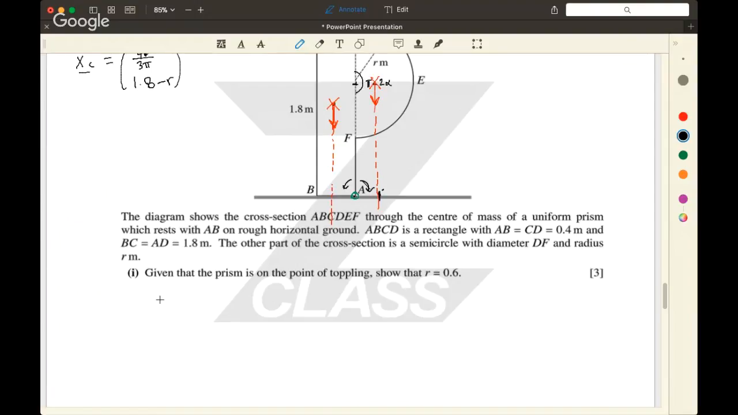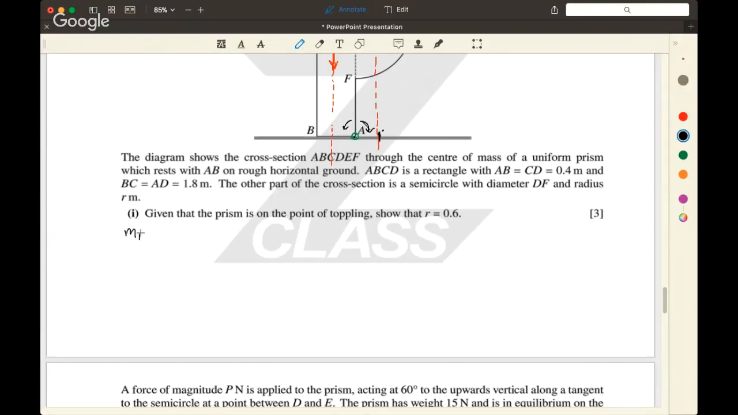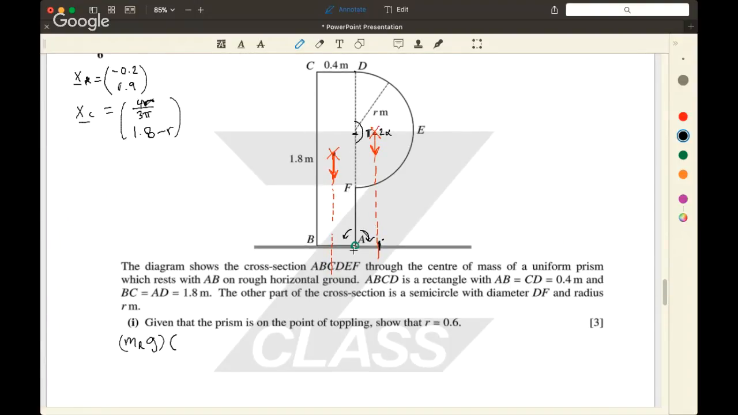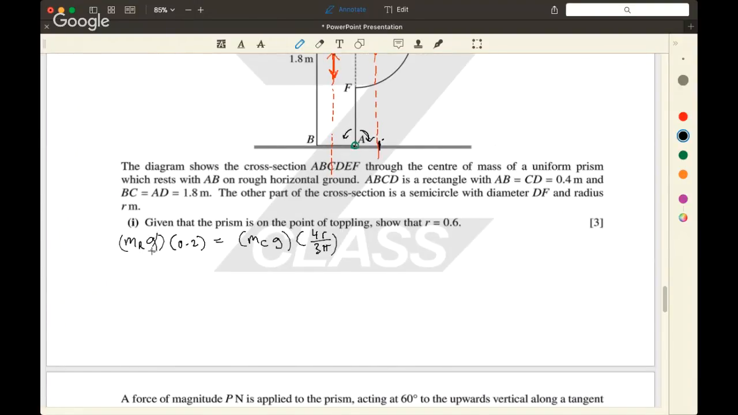So we know that this is all about the mass of the, let's say, okay, let's do it properly. So we know that mass of the rectangle times g, which is the weight, times the distance between the rectangle's line of action of the weight and A, which is 0.2, must be equal to mass of the circle times g times 4r over 3 pi. Great. So you can see, of course, that g's cancel. The masses require a little more explanation. Remember that mass is just equal to a density times a volume.